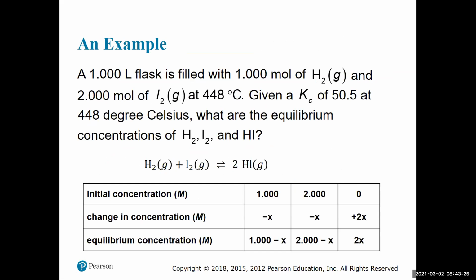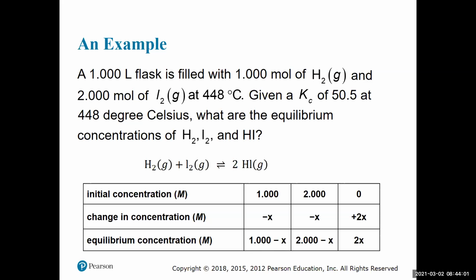We're going to generate variables, and the variables are based on the stoichiometry of the chemical equation, the reaction equation. So in this example, we have a 1 liter flask, and in it, it has 1 mole of H2 and 2 moles of I2. And then we're given the equilibrium constant, and we're told that's 50.5. And we also see that we have the balanced chemical equation.